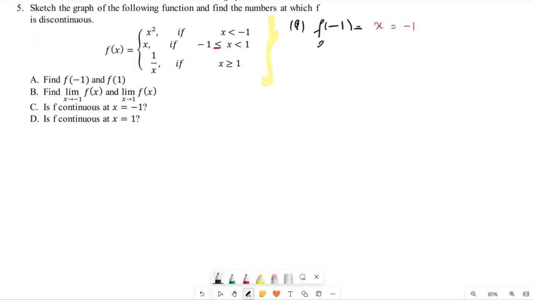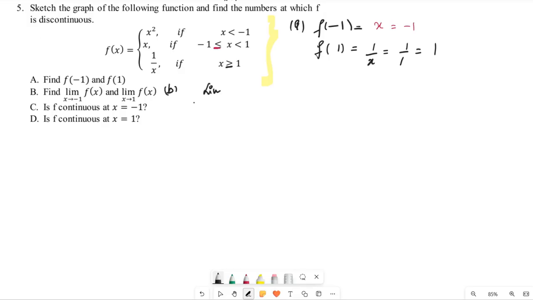Next, it's asking about f of 1. For 1, the equality is here. So we are going to use this function. 1 by 1 is just 1. So that is for part A. Let's talk about part B.